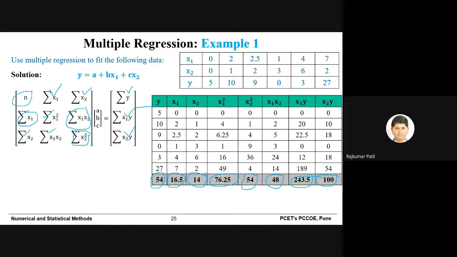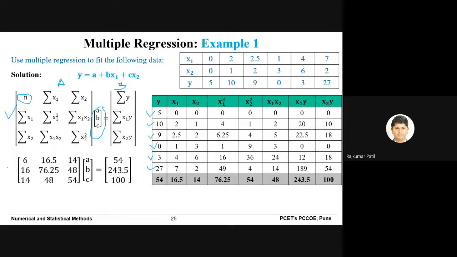N is the number of data points. So here in the table you can check how many data points are there. 1, 2, 3, 4, 5 and 6. So the number of data points is equal to 6, so n will be 6. Now we can say that all the values from matrix A and matrix B are now available with us, and now we can calculate the values of A, B and C.